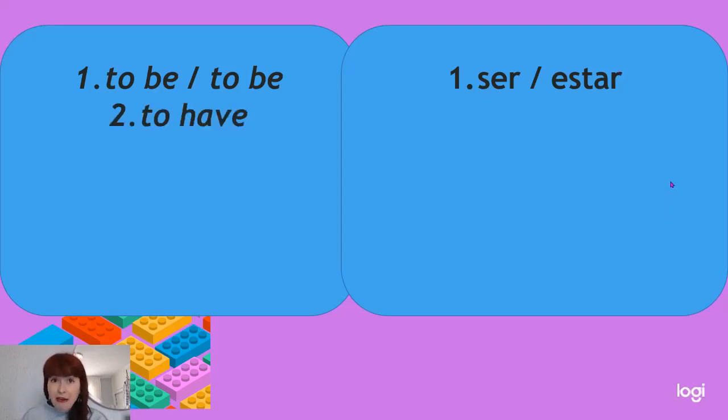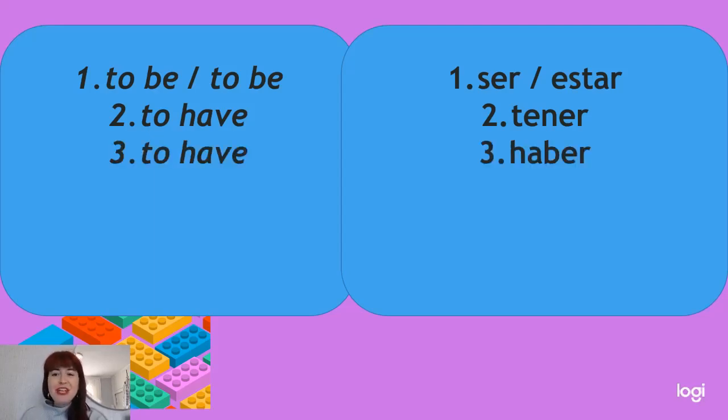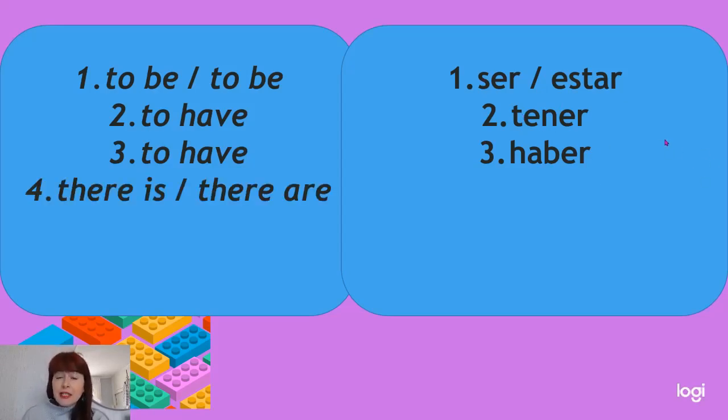Then you have to have, and in Spanish this is tener. For example, tengo familia, I have a family. But you also have to have in Spanish as haber. But this haber is used, for instance, I have been busy lately. In this kind of sentences, you would use haber. But if you're saying what you have in your life, then you're going to use tener. Okay, this haber is not common for that kind of things. And if you want to say there is or there are in Spanish, you're going to say hay.